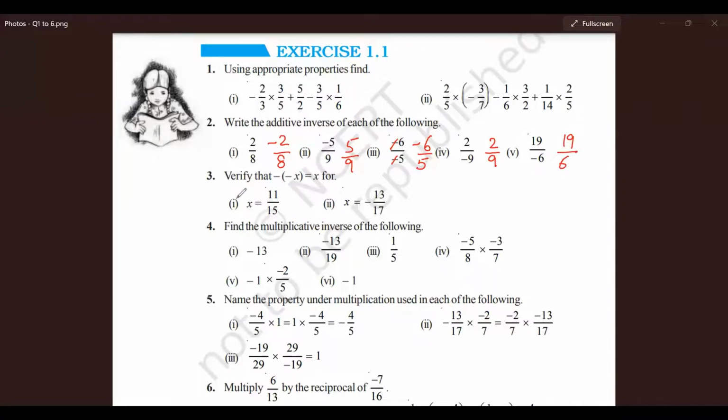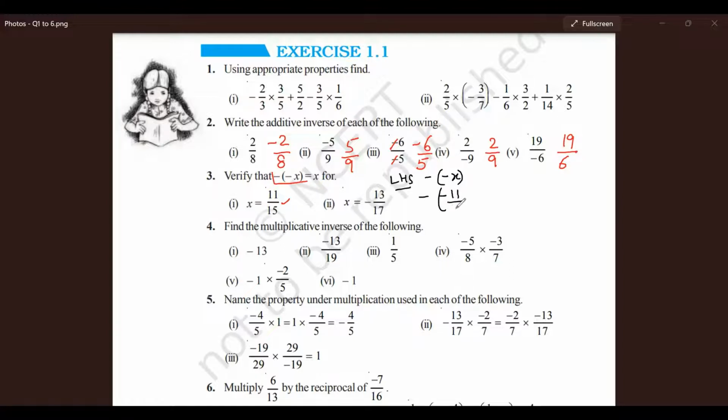If you check question number 3, you have to do the verification. How are you going to do the verification? This is the LHS part, minus minus x, and this is the RHS. RHS is x only, whatever is given to you. So if you solve LHS and you get the same answer which is given in the question, that means the verification is done. So we are going to check the LHS part basically. In LHS of the first part, it's minus of minus x. So minus of what? x. x is 11 upon 15.